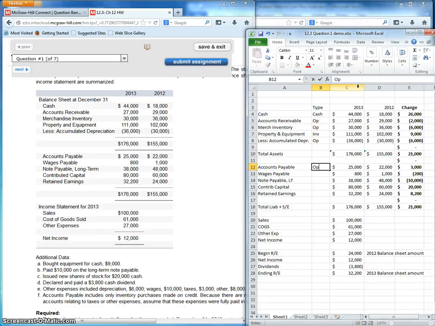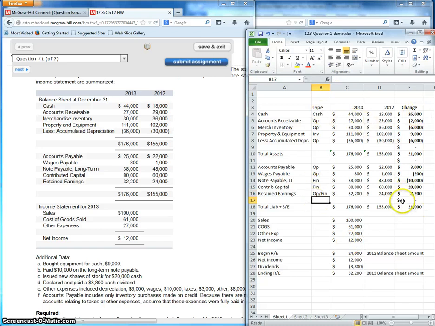Accounts payable will be operating because that is a current liability. Wages payable, operating, current liability. Notes payable will be financing. A long-term liability will be financing. Contributed capital would be financing. And retained earnings will be part operating, part financing. The operating part would be that net income increase of 12,000, and the financing part would be my dividends of 3,800. So now we have these categorized.